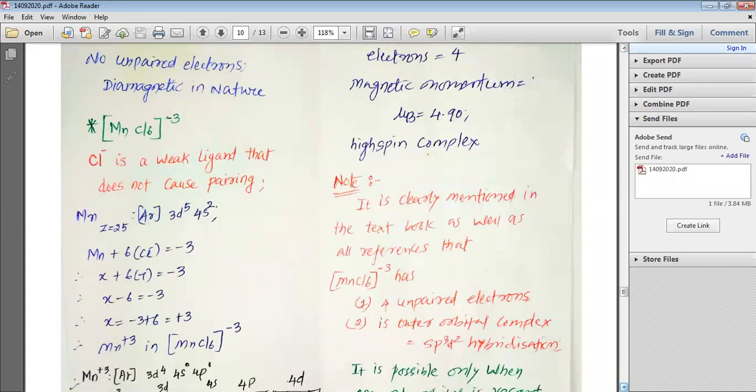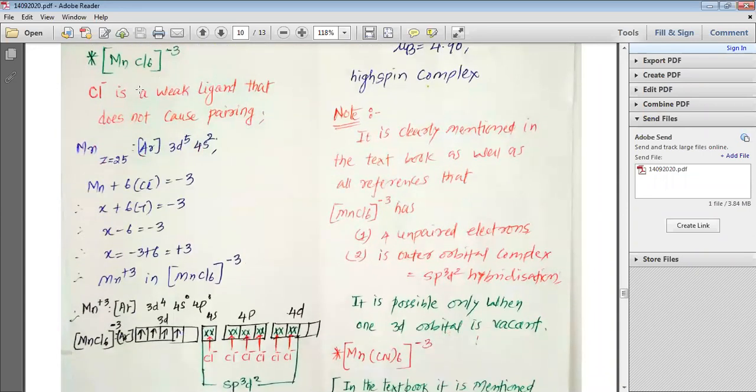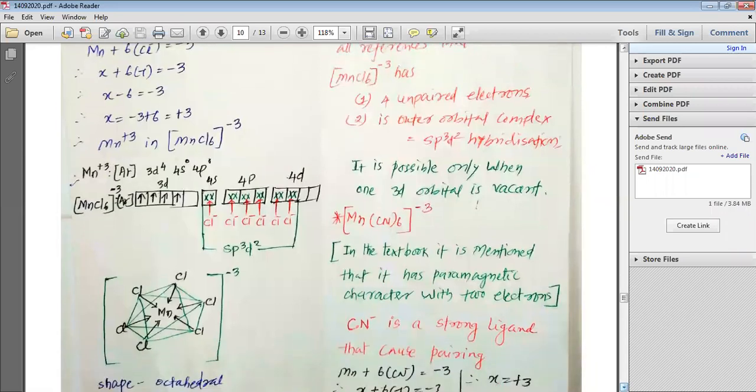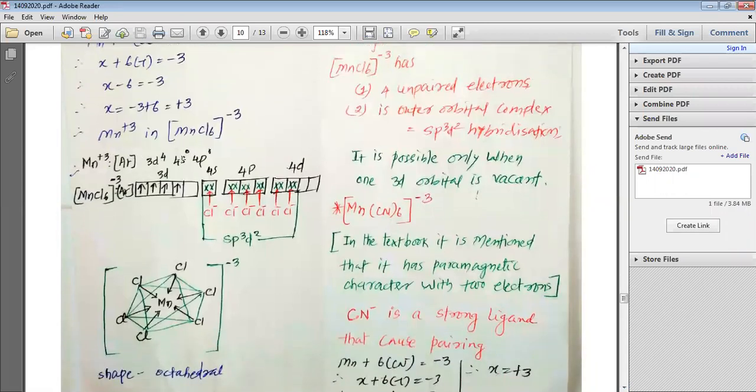Now, my dear students, we are going to study [MnCl6]3-. Cl- is a weak ligand, and that is why it does not cause pairing. For Mn the atomic number is 25, so it is argon 3d5 4s2. The oxidation state of Mn in [MnCl6]3- would be Mn plus 3. So when Mn turns into Mn plus 3, 3 electrons have been removed. So 2 electrons go from 4s and 1 electron goes from 3d. That is why the electronic configuration of Mn plus 3 would be argon 3d4 4s0 4p0 and 4d0.